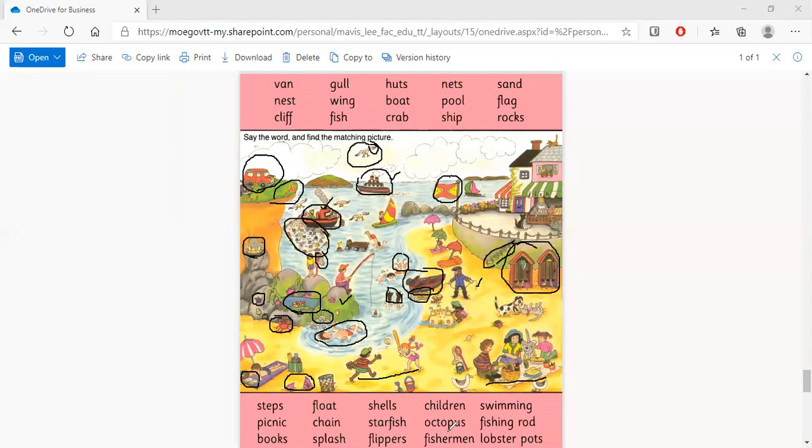Fisher. Men. Fishermen. Yes, here's fishermen here, and some are on the boat. Swimming. The children here are swimming. Fishing rod. Yes, here's a fishing rod. Lobster pots. Here's a lobster pot. A lobster pot is a trap they make for the lobsters so that they can catch them. Very good, children.